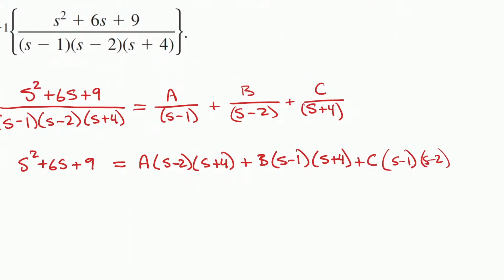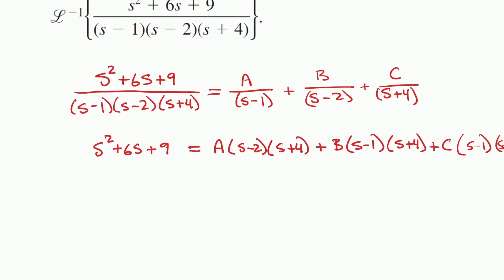I could collect together all of the s squareds, which is a s squared plus b s squared plus c s squared, collect them together and say that together they should equal s squared. A plus b plus c equals 1. And then you could do the same thing with your coefficients of s and your constants. However, there is a shortcut which you may have learned, maybe you didn't. Here is the shortcut.